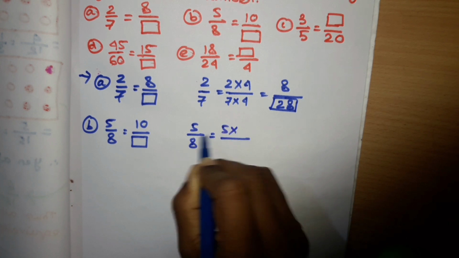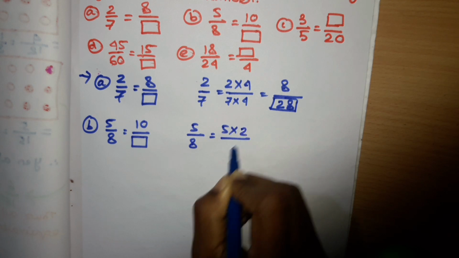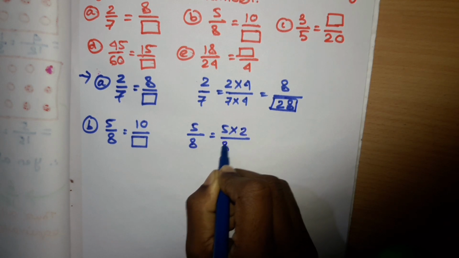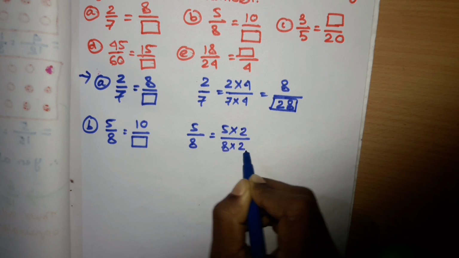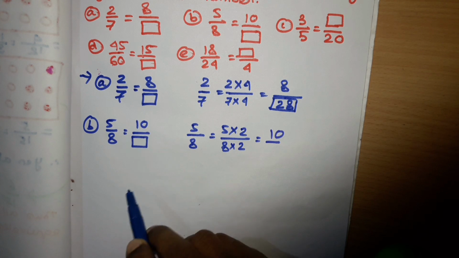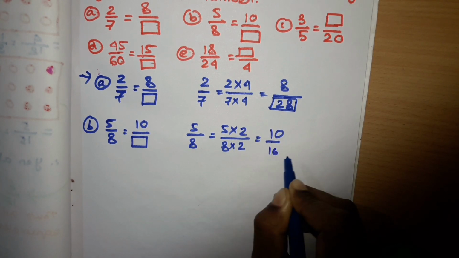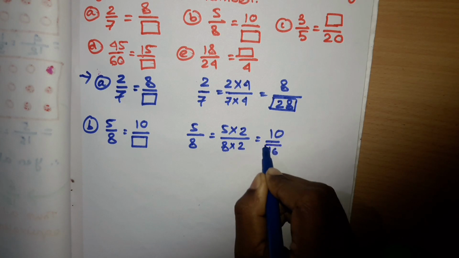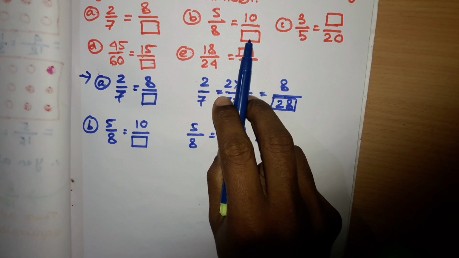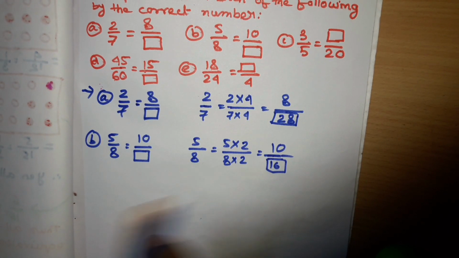If I multiply this 5 with 2, I have to multiply this 8 with 2. Then in that way I will get 10. There is a 10 there. So 8 times 2 is 16. So 16 will be the answer in the blank box. So this is number B.